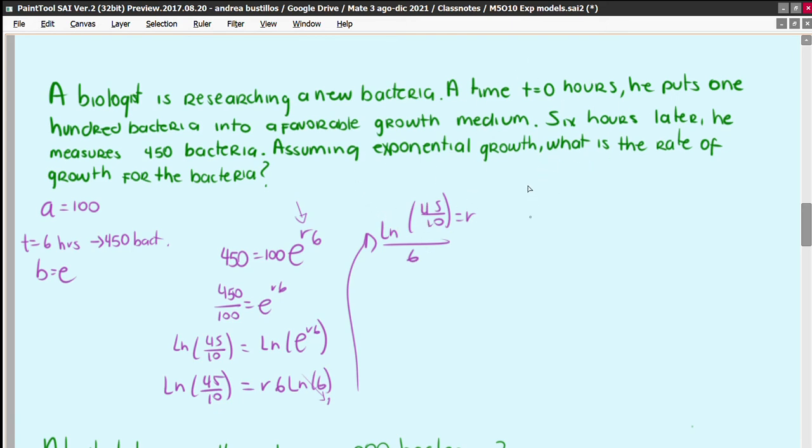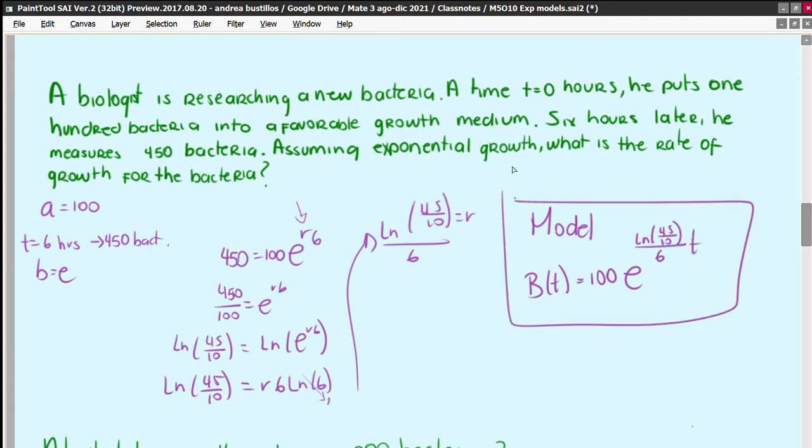So the actual model is going to look like this. Is a bacteria. So the number of bacteria at a certain moment is the initial number of bacteria times my base raised to that growth exponent, growth rate times time. So this is the actual model.